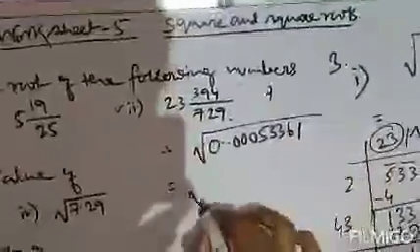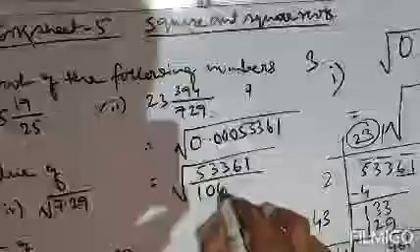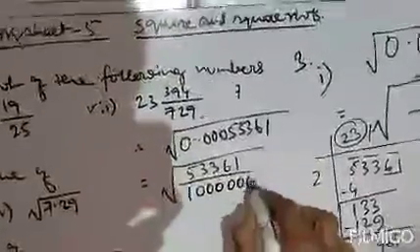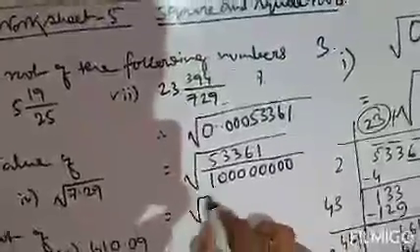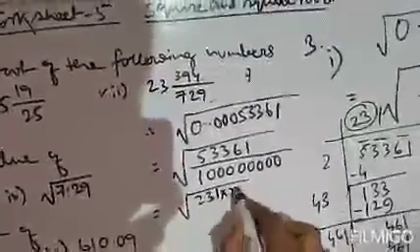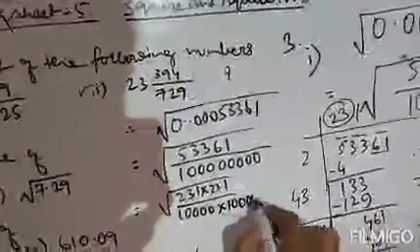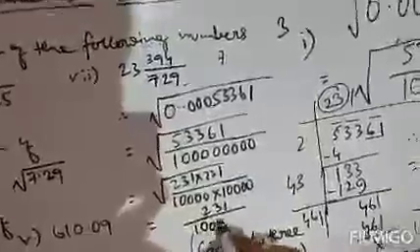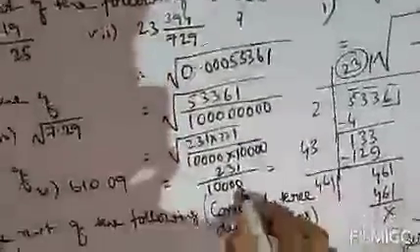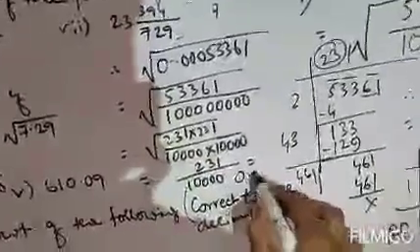0.000533361 equals to 53361 over 1, 2, 3, 4, 5, 6, 7, 8. So it will be 231 into 231 and 1, 2, 3, 4 over 1, 2, 3, 4. So your answer is 231 divided by 10,000. Therefore, how many zeros are there? 1, 2, 3, 4. Therefore, 1 0 will be required. Therefore, answer is 0.0231. This is the answer.